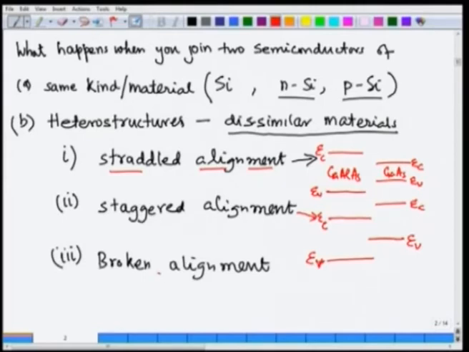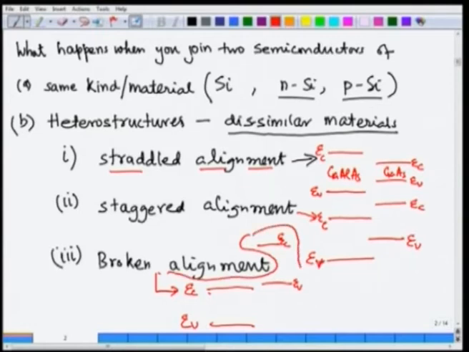The third case is this one, where it is broken alignment, meaning that if one EC and EV are like this, then the other one is completely off, something like this, EV and EC like this. So let us make a line like this. Here EC and EV are off completely from EC and EV of the other material. So these are the three different cases in heterostructures.